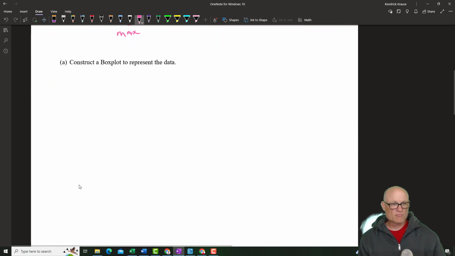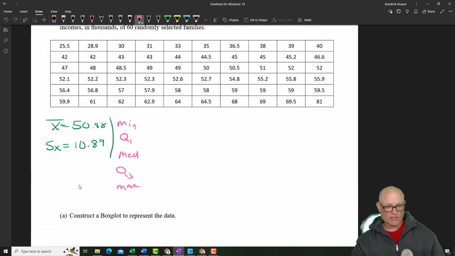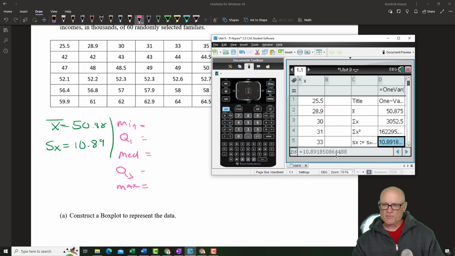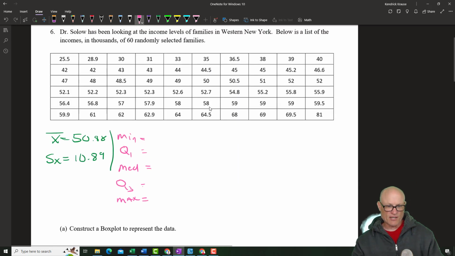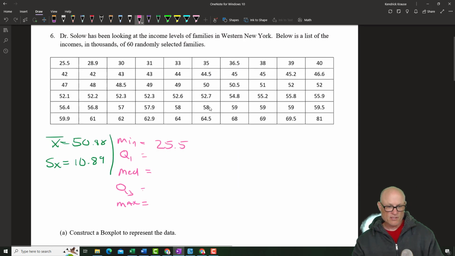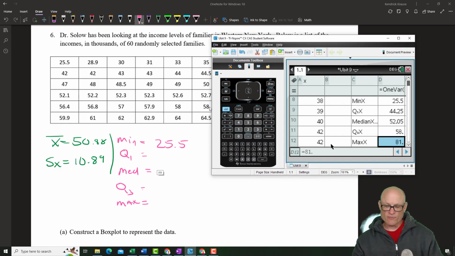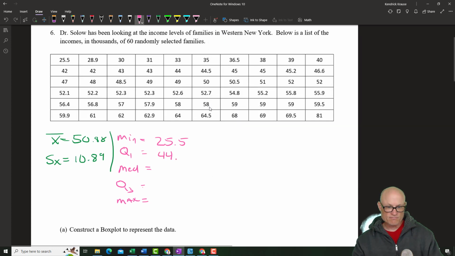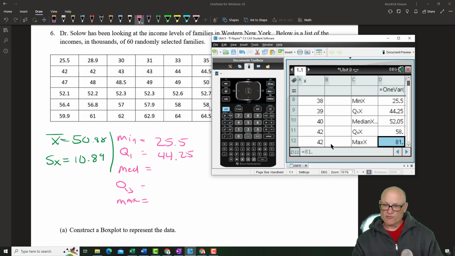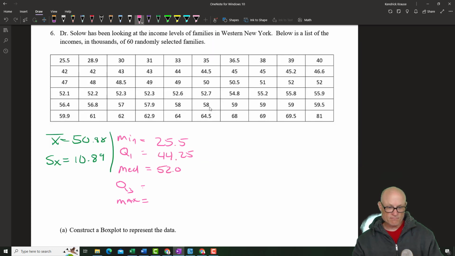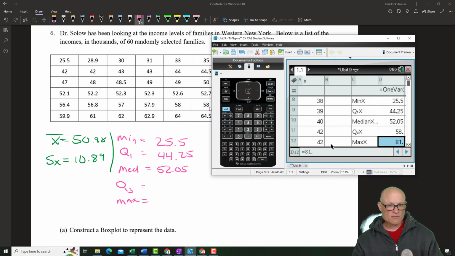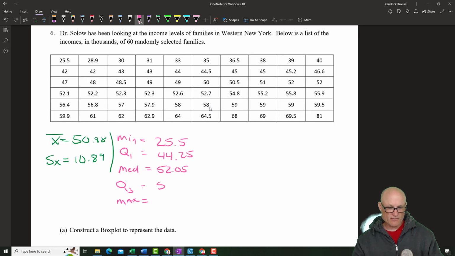Oh, I gave you plenty of space. All right, min to max, I gave you plenty of space for this. So the 5-number summary. Pull off the 5-number summary. So we get min is 25.5. The Q1 is 44.25. The median is 52.05. The Q3 is 58. And the max is 81.